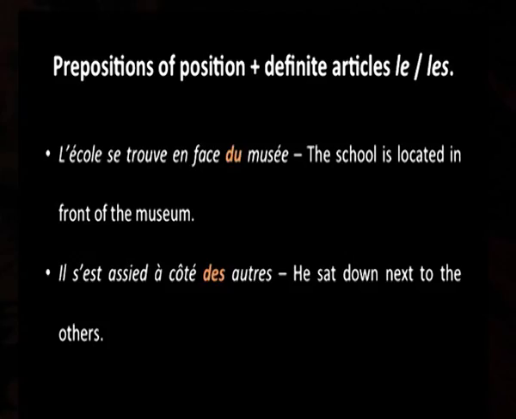For example, l'école se trouve en face du musée. The school is located in front of the museum. Il s'est assis à côté des autres. He sat down next to the others. In the text, we have a few examples of such contractions.